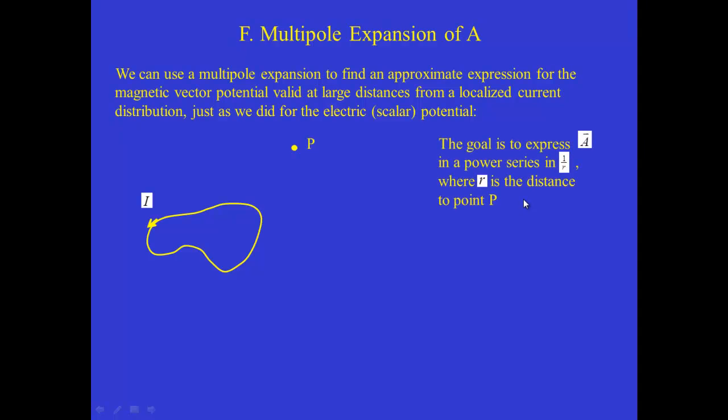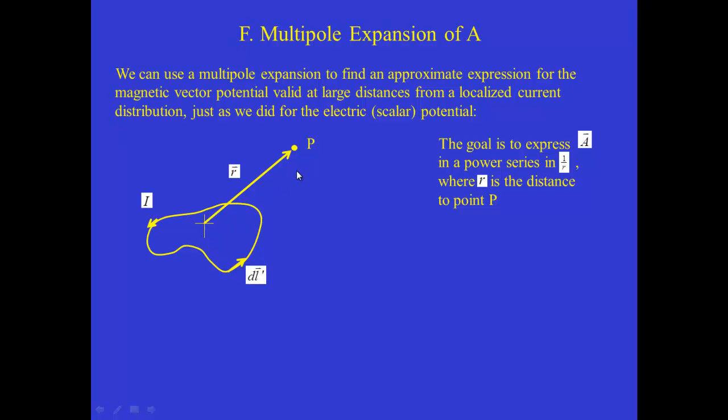So, the goal is to express the vector potential in a power series in 1 over r, where r is the distance between the current and the point P. In order for us to do this, we have to have a localized current, which is why I've drawn in this figure a current loop that closes on itself, carrying a current I. The point P, where we would like to express the vector potential, is the distance r away from the origin, as shown in the figure.